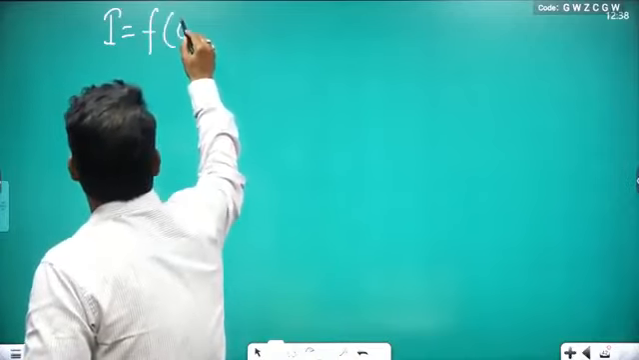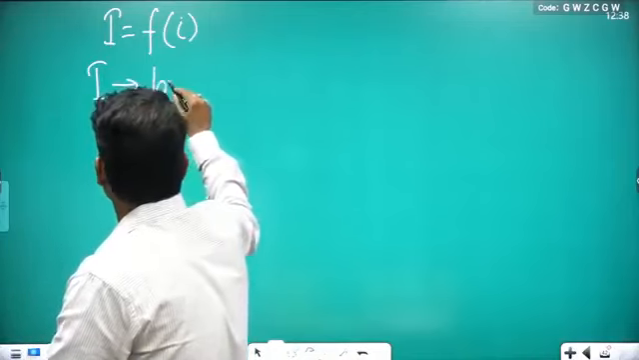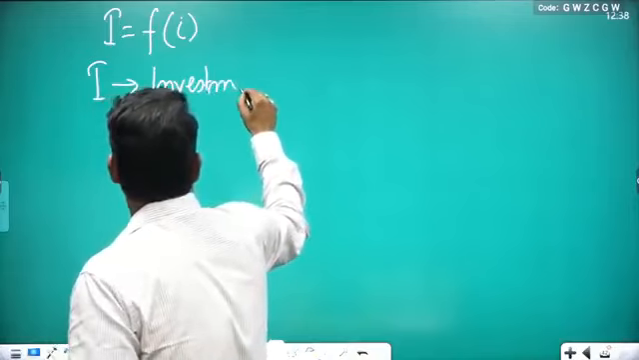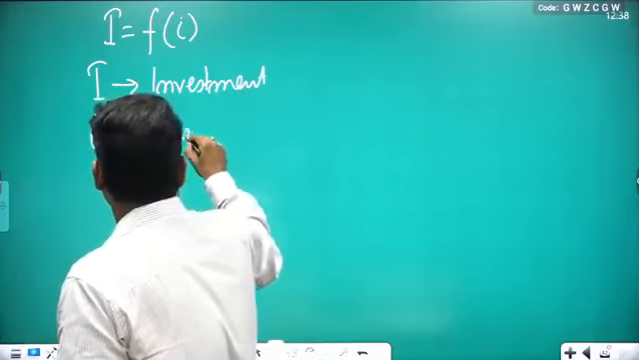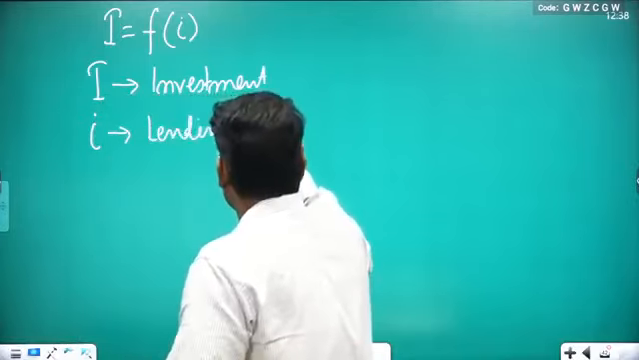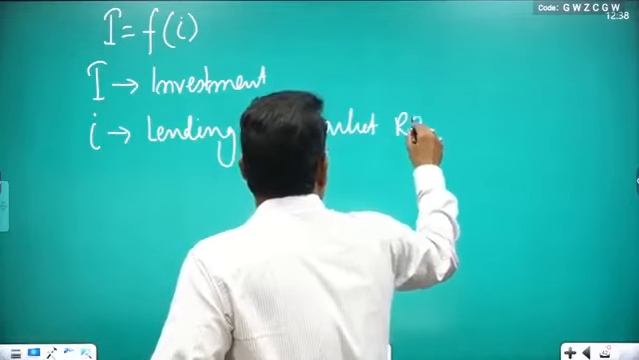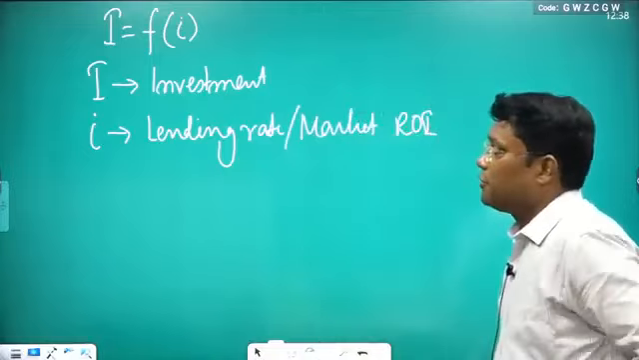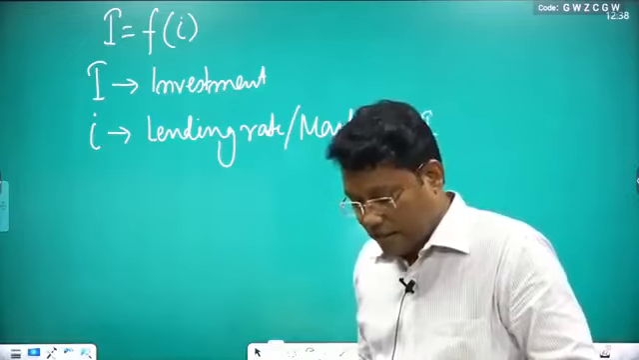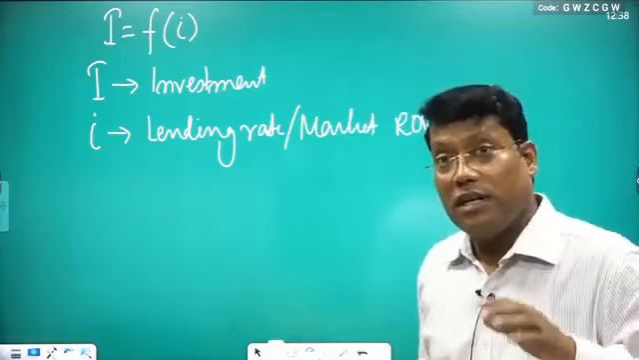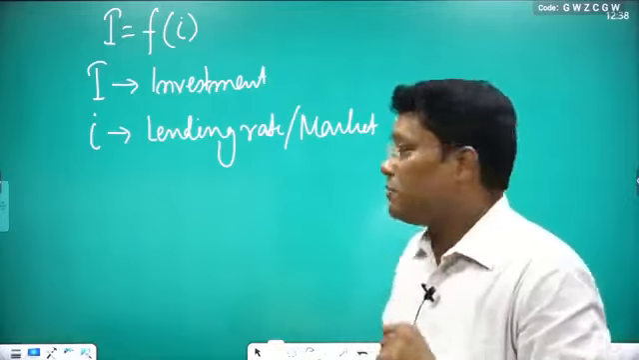Now, write one thing: investment is a function of i. I am changing the concept here. Here I stands for investment, and small i stands for the lending rate, or you can say the market rate of interest. Clear? In this analysis we are not considering change in stocks; we are only considering fixed capital formation.